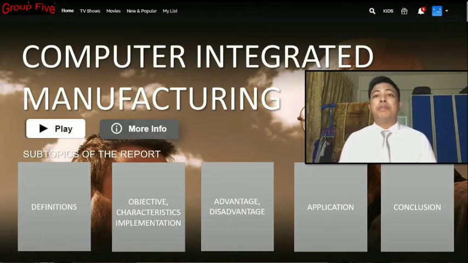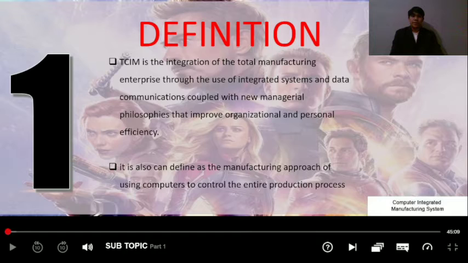Our group will be presenting about computer integrated manufacturing, also known as CIM. On this topic, there are 5 subtopics. The first one is definition, the second is characteristic, implementation and objective. The third one is advantage and disadvantage. The fourth one is application. And the last one is, of course, conclusion.